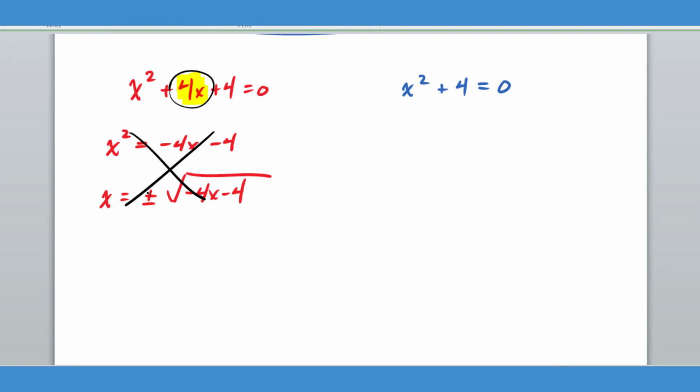Now, hopefully you recognize that x squared plus 4x plus 4 is a perfect square trinomial, and we could solve that by factoring. Now let's take a look at another scenario.